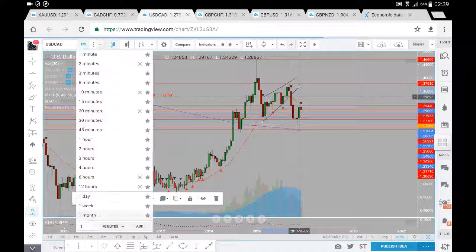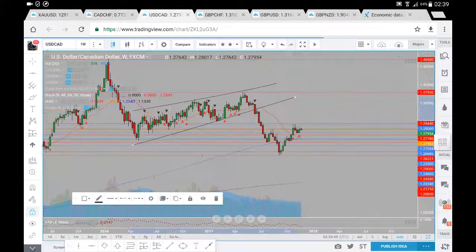Now let's just have a look at the weekly time frame. Here on this weekly time frame, we can see the most recent trend has been to the upside. It is pretty clear here. There aren't any dynamic levels to be aware of. The 20 period, 50 period and 200 period moving averages are quite a bit away.